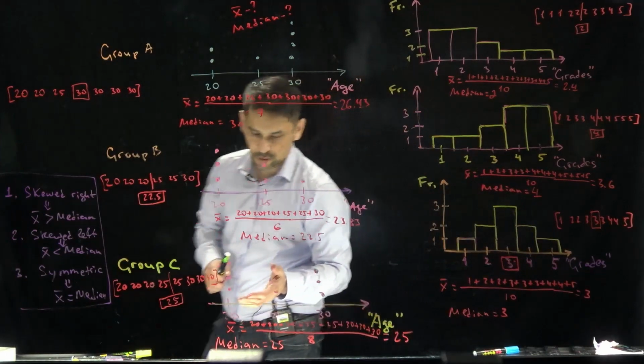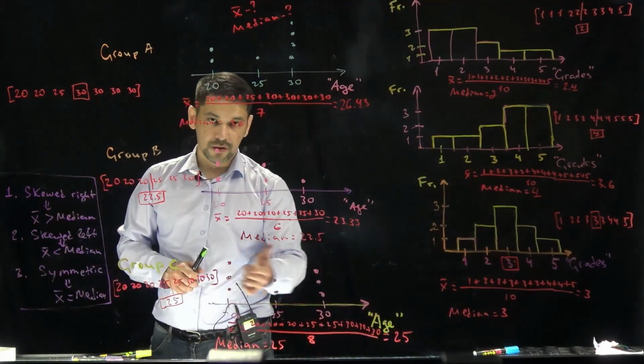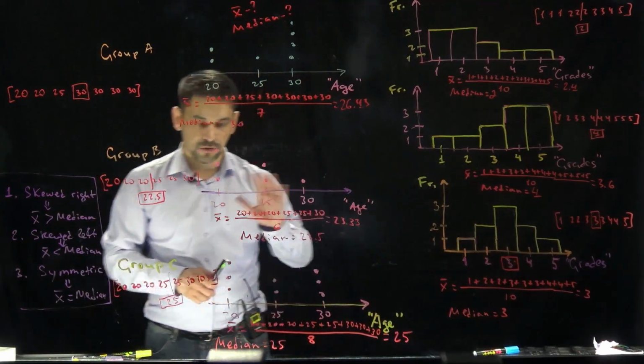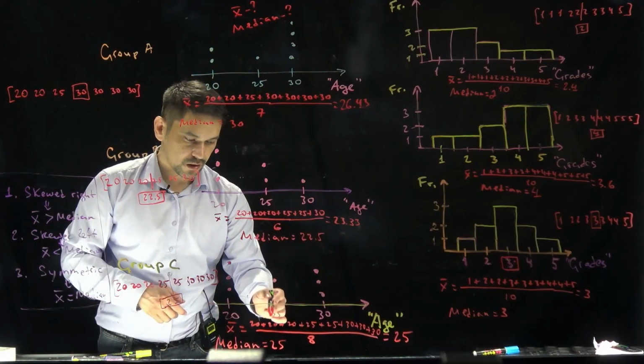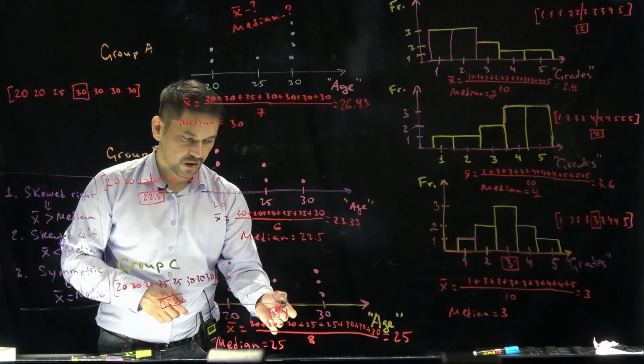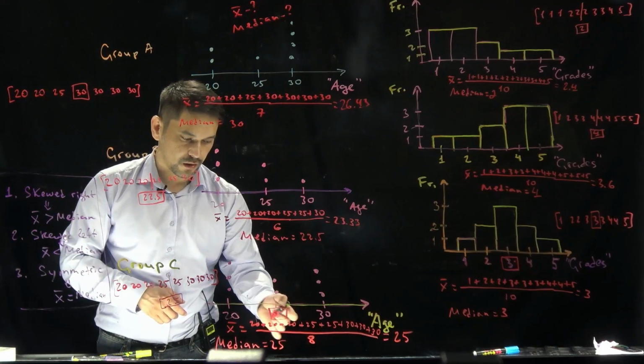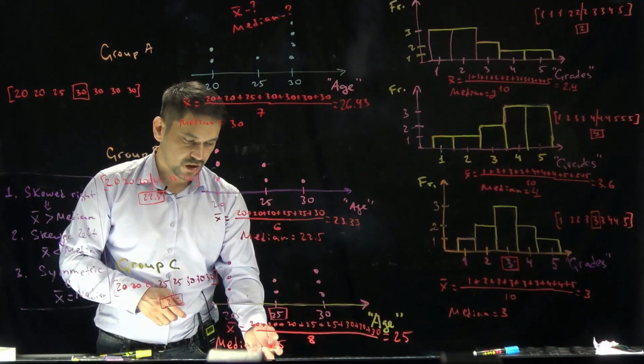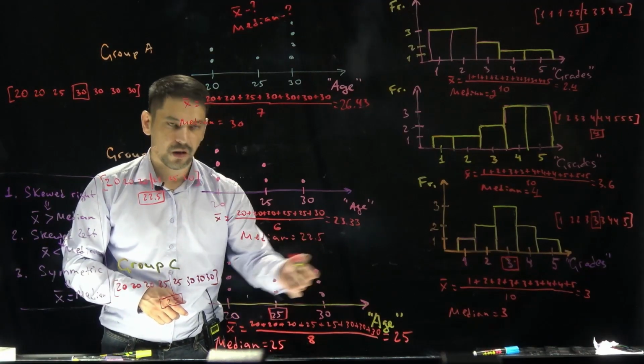I'll give you one more example. As you can see, this dot plot over here is symmetric. That's why you don't even have to calculate the average or median. Just know that the average and the median are going to be right in the center over here. And please remember that the average is going to be equal to the median if your graph is symmetric.